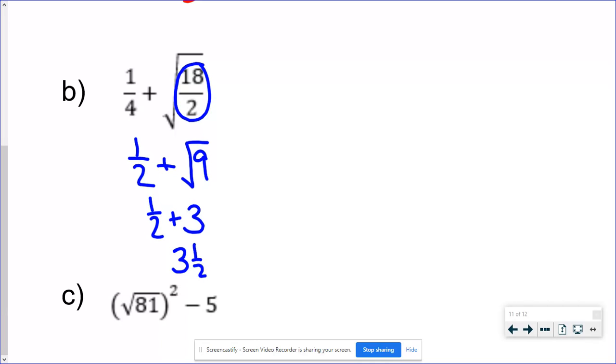And for letter C, when I have this, I know that some people are like, oh, yay, the square root of 81 is 9. And then they square it and they get right back to 81, right? Because squares and square roots undo each other. So in this case, I wouldn't even bother doing the square root. The square right here and the square root sign are going to undo each other, which gives me 81. 81 minus 5 is going to be 76.